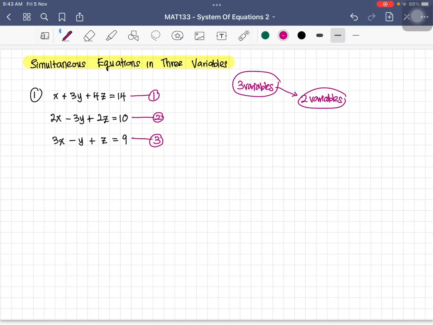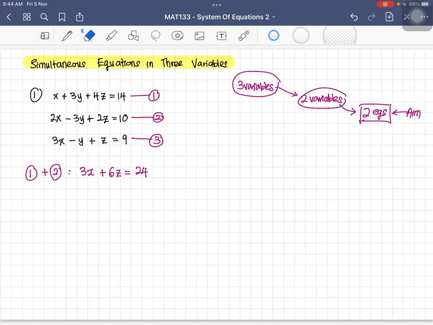To solve equations with two variables, we need to find two equations. This is our aim. So how do we do that? Suppose I want to eliminate y. Let's say the first step is I just add equation 1 with equation 2. When I add them, x plus 2x gives 3x, because the y terms have been eliminated. So I have 3x plus 6z equal to 24. This is the first equation with two variables.